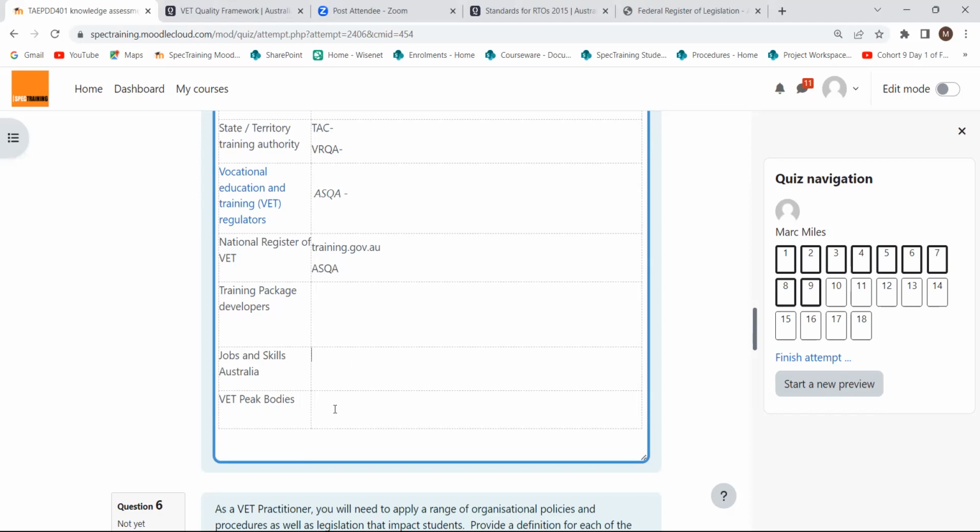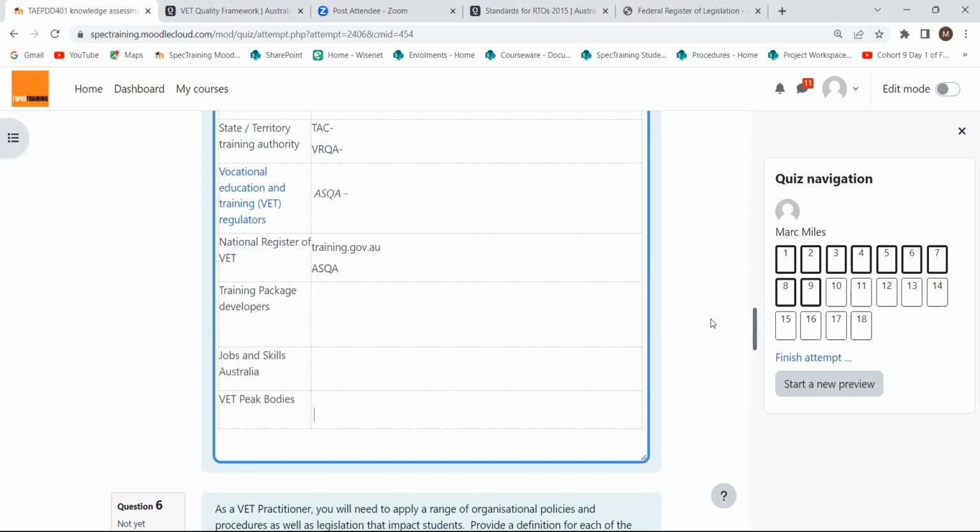Okay, VET peak bodies, in here you could say these are any organizations or any key stakeholders that would have an influence or a say on training package development, or essentially how the industry runs overall. All right, so you've got VET peak bodies, and we're not looking for anything too specific here, but you could just make a generalized statement.